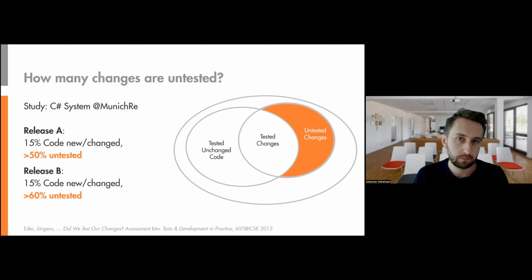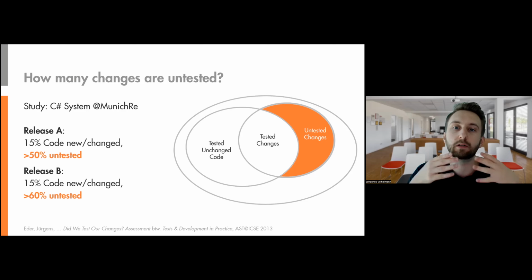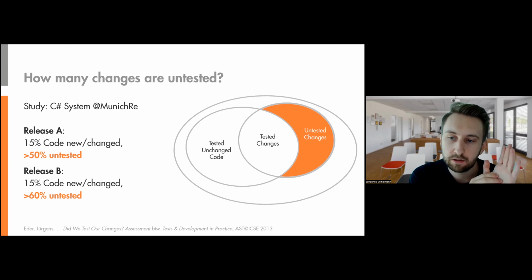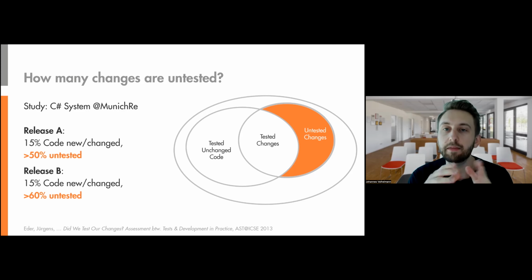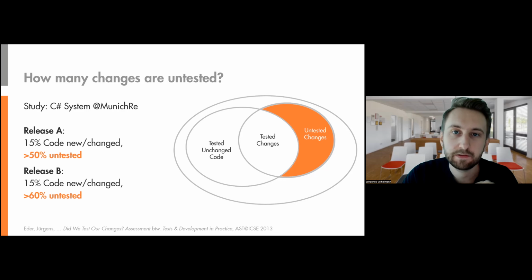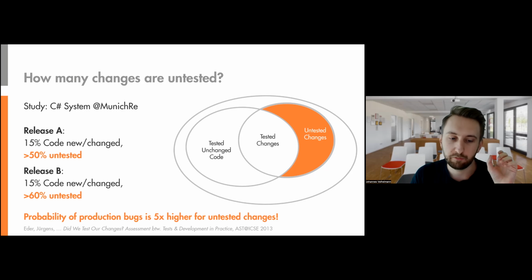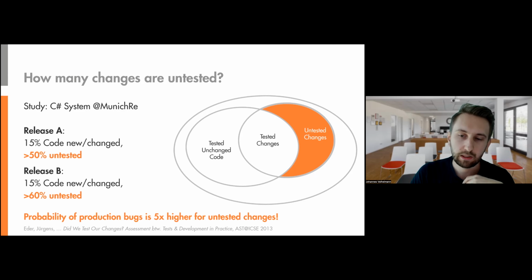Afterwards, maybe those untested areas didn't have a big impact. So we wanted to look at the production defects, and we tracked the production defects back to the code areas of the changed and tested code and the changed and untested code. To no surprise, we realized that the amount of production bugs was 5 times higher in the areas that were untested and changed.